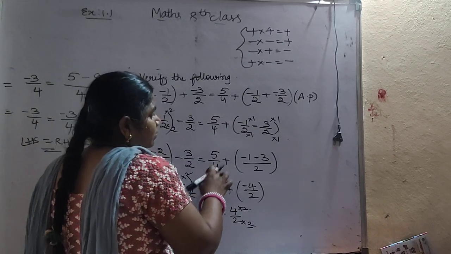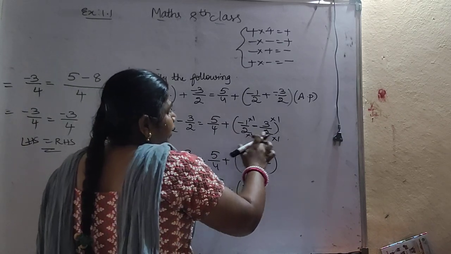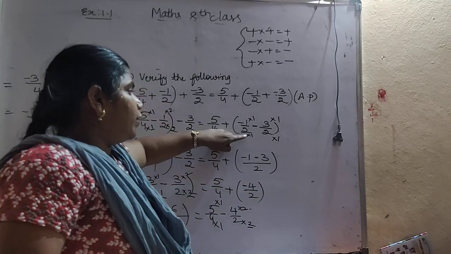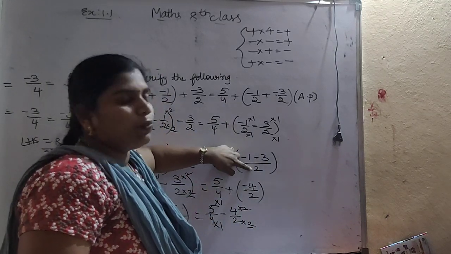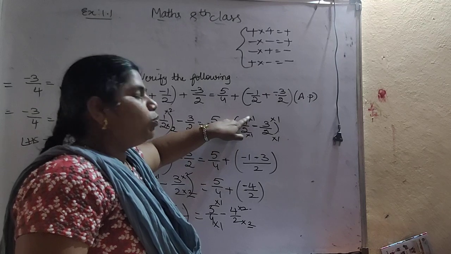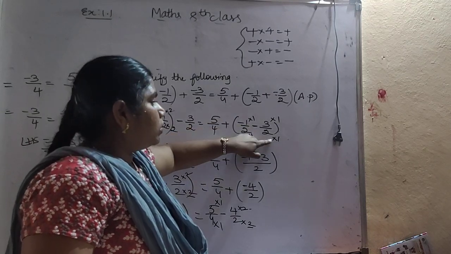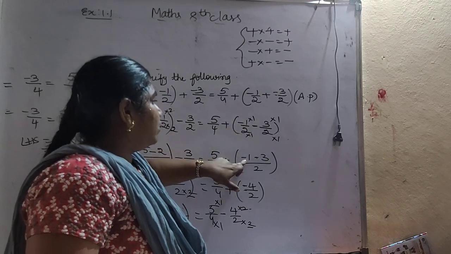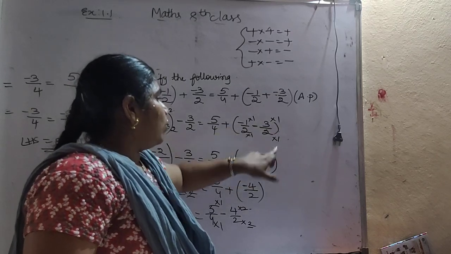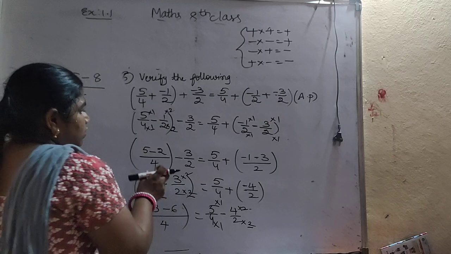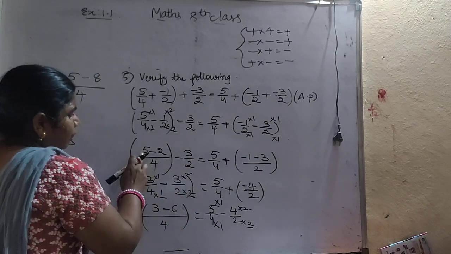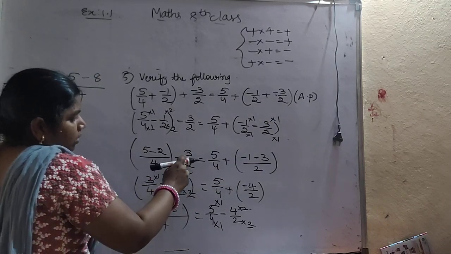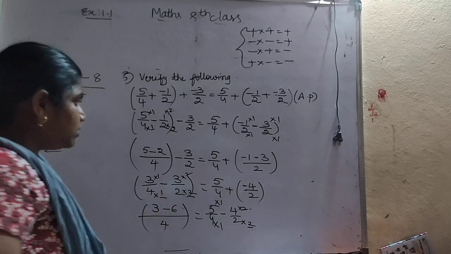Here 5 by 4 as it is, plus, so 2 and 2 LCM will be 2 itself. For 2, how much will you multiply to get 2 again? That is 1 time. In the numerator also 1 time. Here also 1 time. Here also 1 time. So minus 1 into 1 will be minus 1. Minus 3 into 1 will be minus 3. Now solve this. 5 minus 2 is 3 by 4. This minus 3 by 2 I wrote as it is.